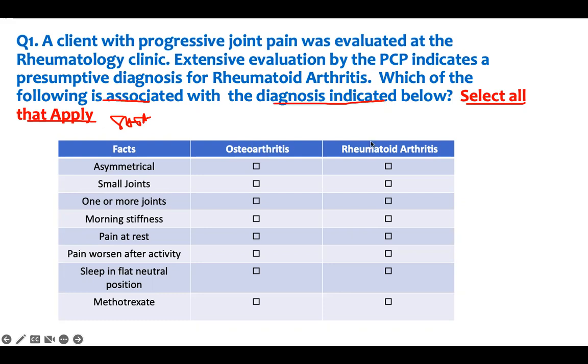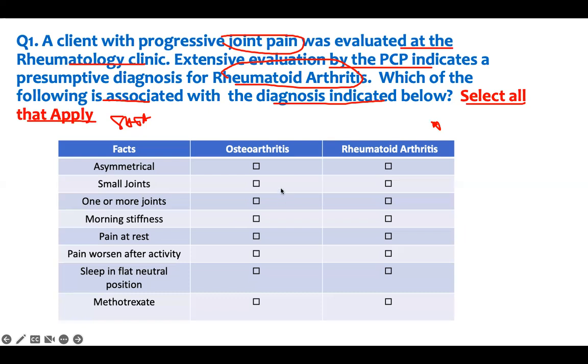That means whatever diagnosis we have, we got to make sure these symptoms correspond with that. And what is the situation? A client with progressive joint pain was evaluated at a rheumatology clinic. After extensive workup, it indicates a presumptive diagnosis of rheumatoid arthritis. But then they want you to compare rheumatoid arthritis and osteoarthritis. This is the problem with the new generation. They always want you to compare something, certain diagnoses that you know. So you have to know both.